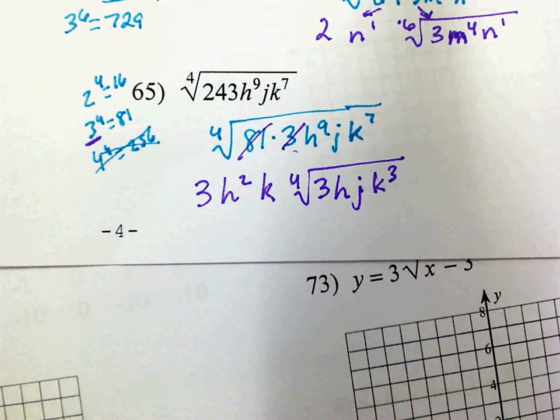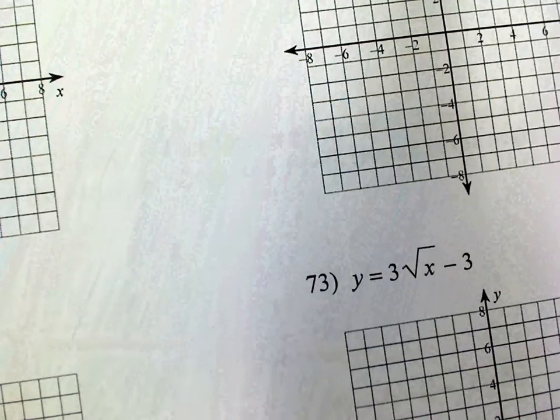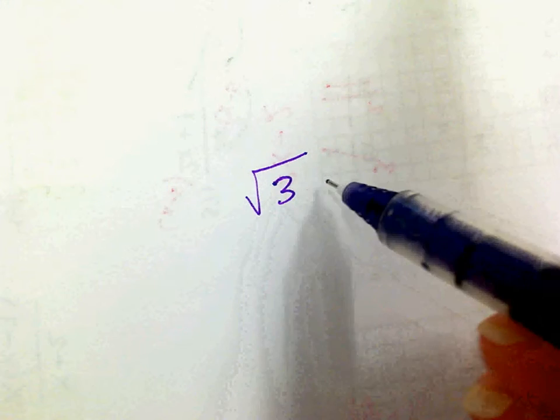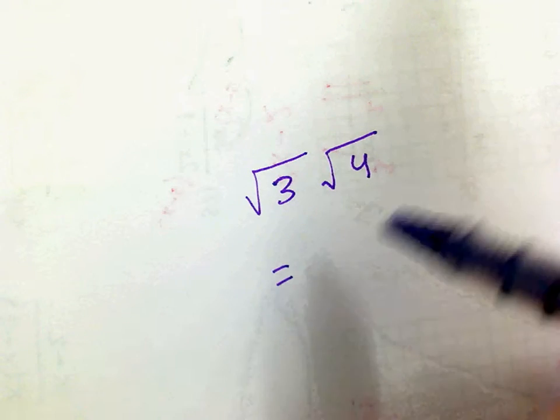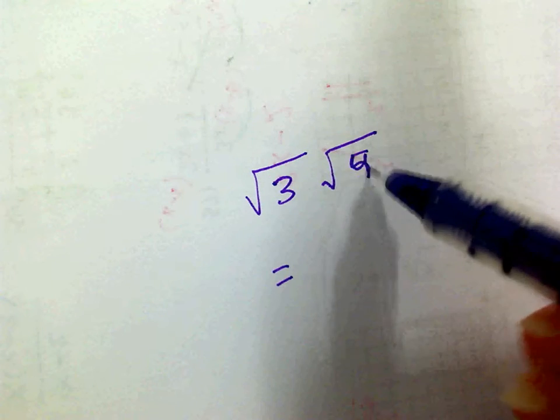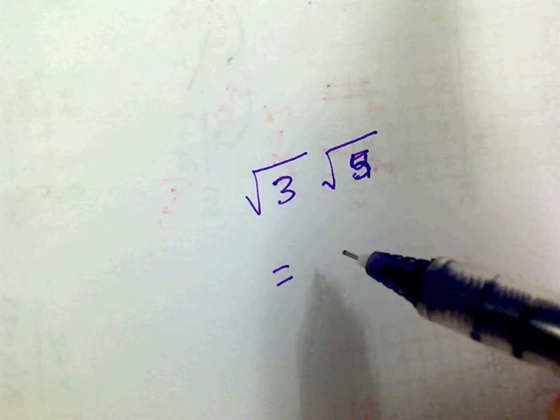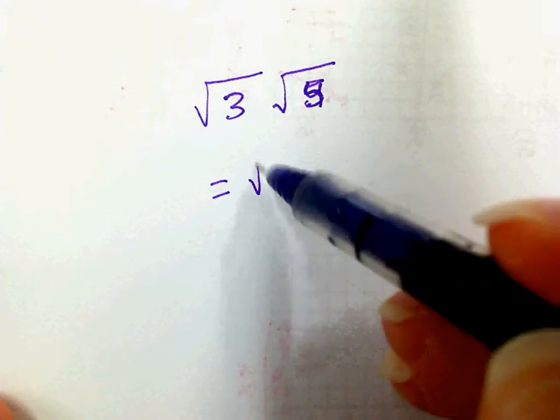They're actually pretty easy. So we'll just talk about it. Let's just review for a second, guys. What is the square root of 3 times the square root of 5? What's the square root of what? 15. Square root of 15. What's the square root of 3 times 5?